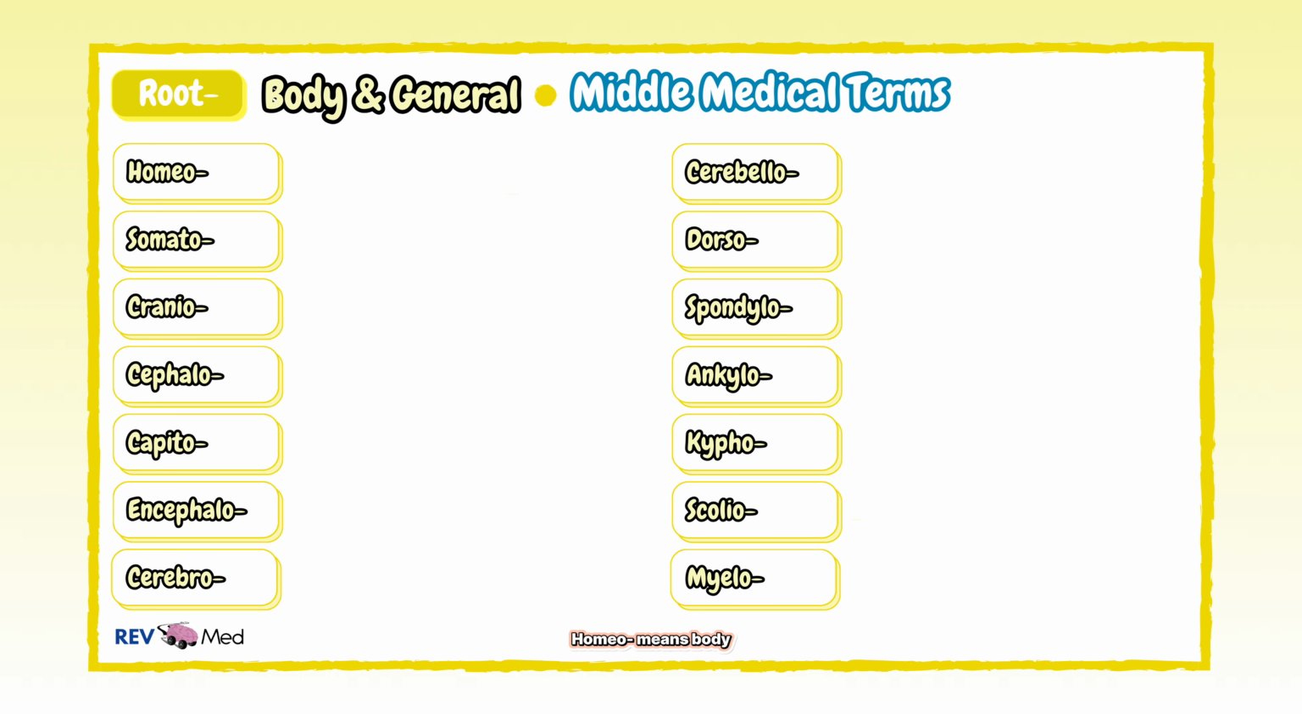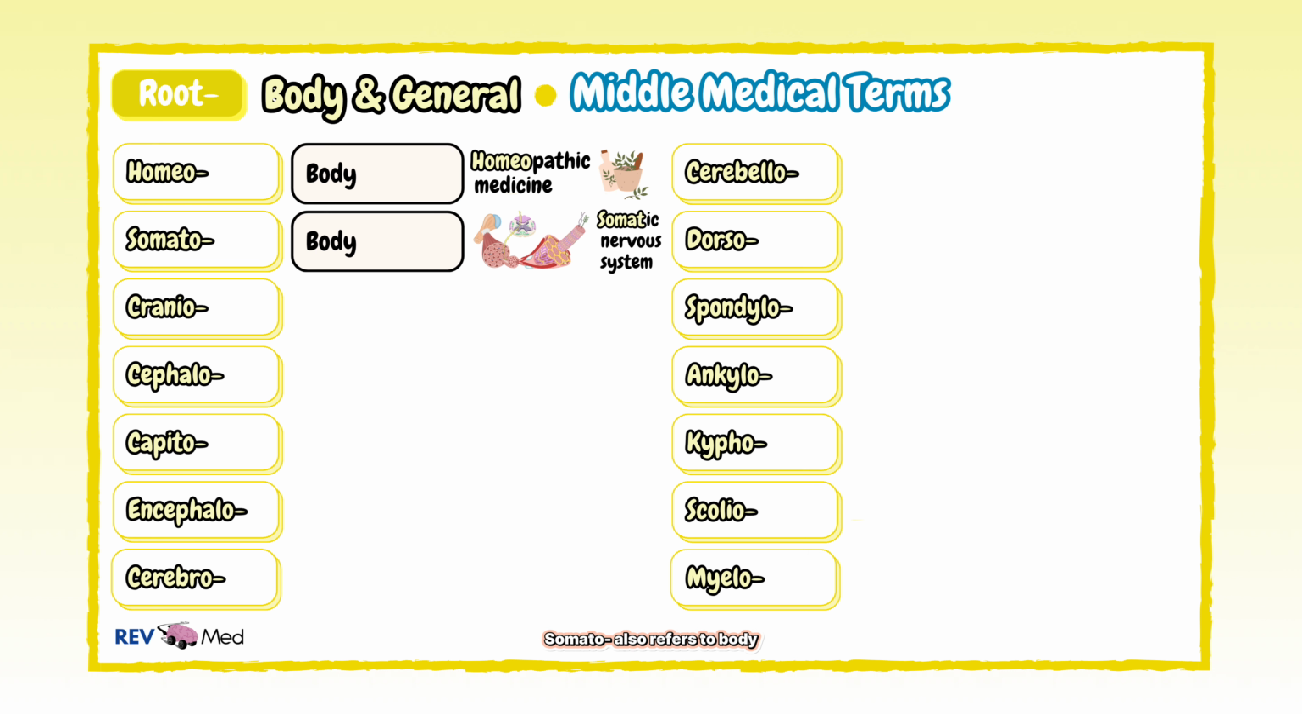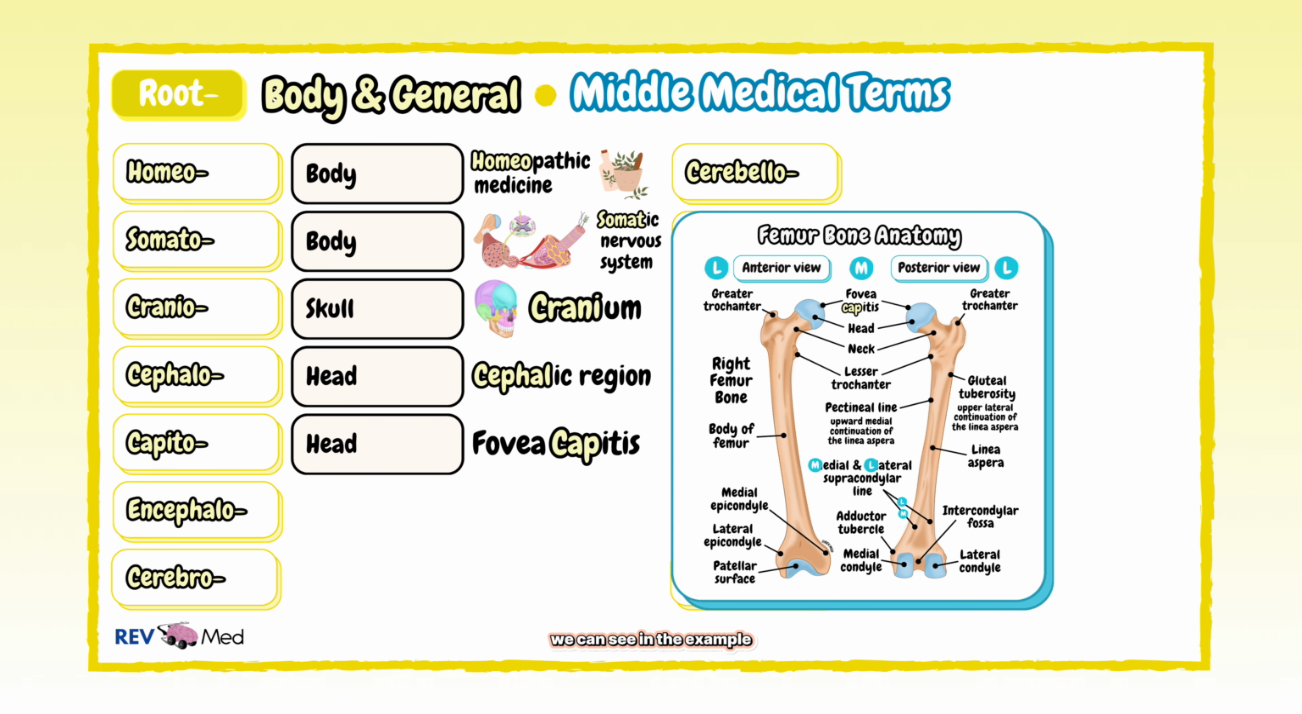First off, we have homeo. Homeo means body. You know about homeopathic medicine, which is an alternative form of medicine based on theory of treating the body. Somato also refers to body. We have our somatic nervous system, which is a subdivision of our peripheral nervous system that stretches throughout the body. Cranio is for our skull. As you know, the cranium. Cephalo and capito both mean head. Cephalo we know from the cephalic region, and capito we can see in the example fovea capitis, which is the ball-shaped head, the cap of your femur bone.